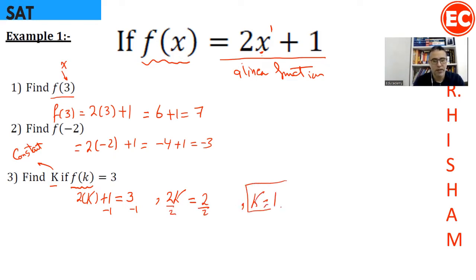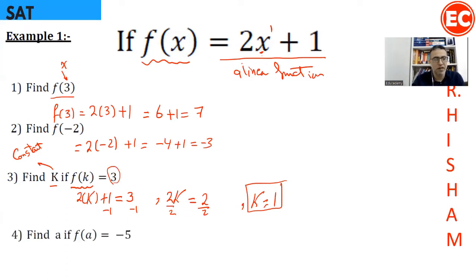So again, there is a big difference between f of a number, which means that I'm going to replace x with this number, and f of a constant is equal to a number, which means that the whole equation is equal to a number, and the number here was 3.